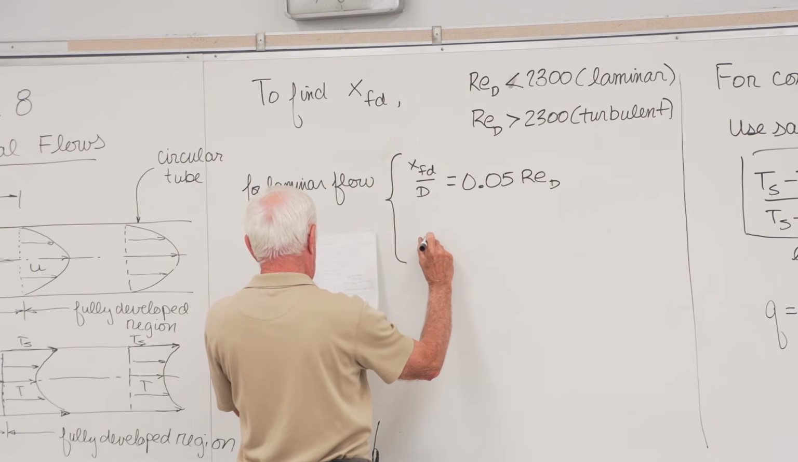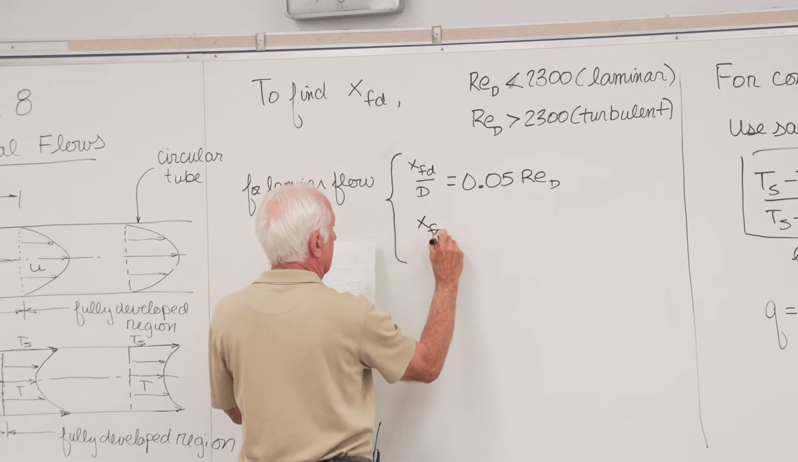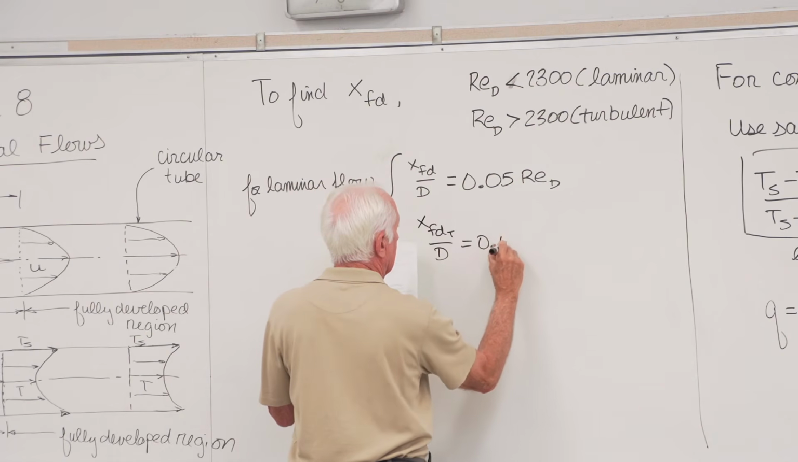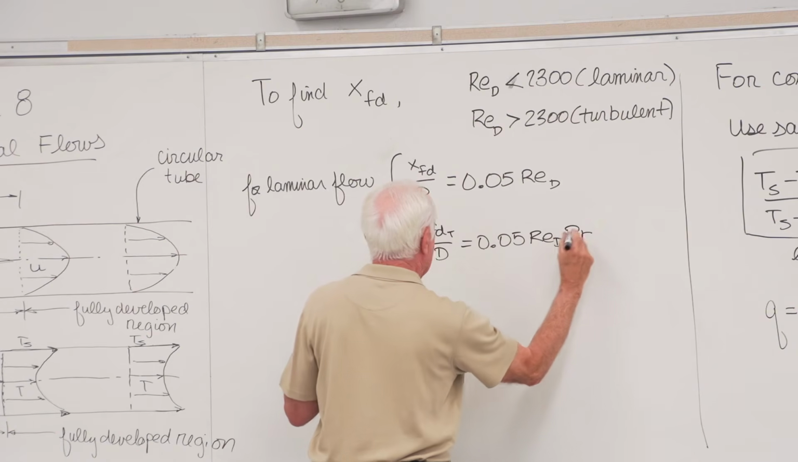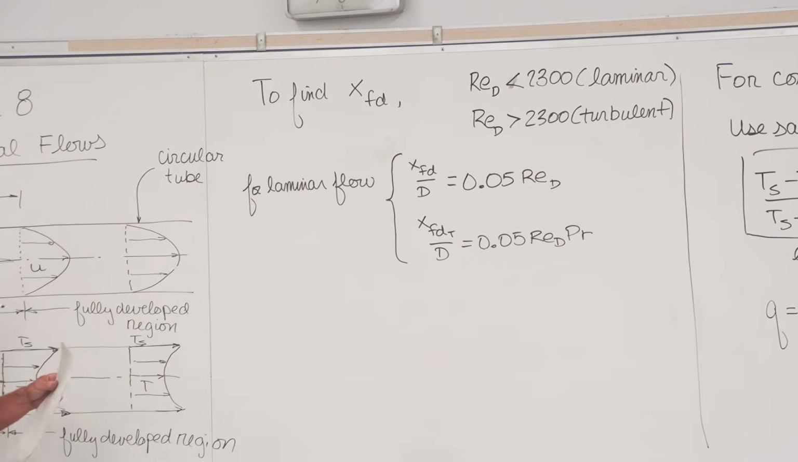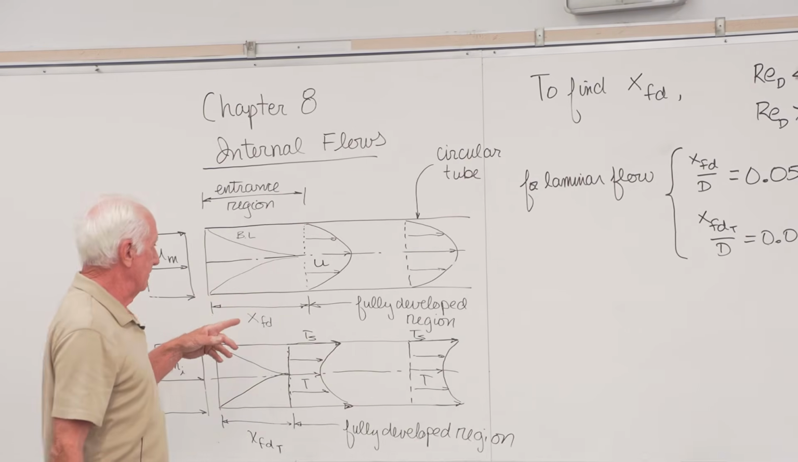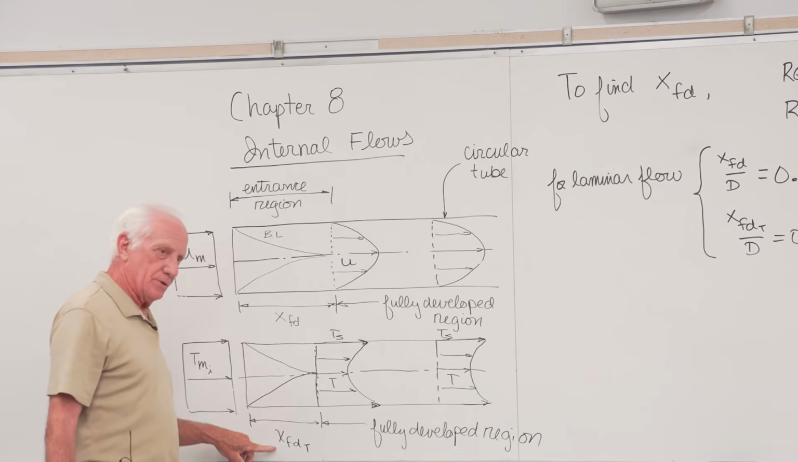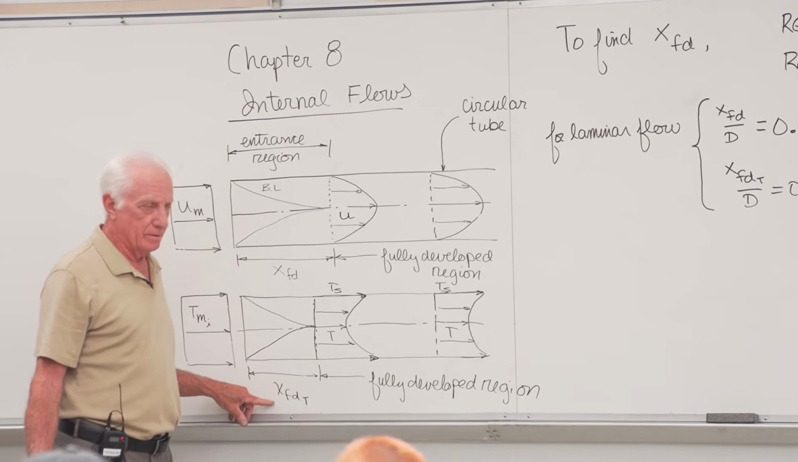And for the thermal boundary layer, there's two fully developed regions. One's for velocity, that's the guy up here, and there's one for temperature, that's the guy down here. They can be different.